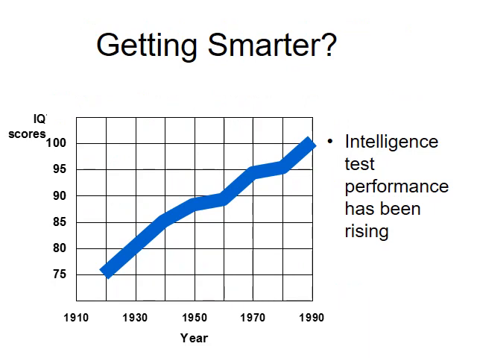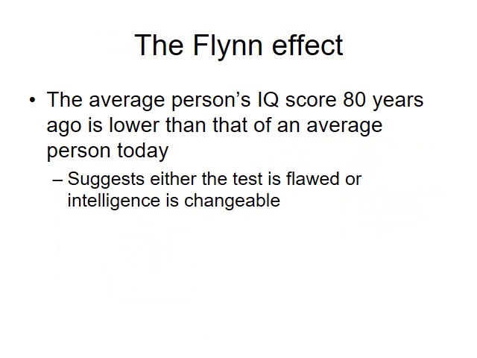Are we getting smarter? Our IQ scores have increased since 1910. Yeah, we've gotten smarter. There are other studies out there that will say that maybe we have not, or we're starting to stagnate. So just for right now, go with what's on the next slide, which should be the Flynn effect. The Flynn effect is the term for the fact that an average person's IQ score 80 years ago is lower than that of the average person today. It either suggests that the test is flawed or that we have gotten smarter.